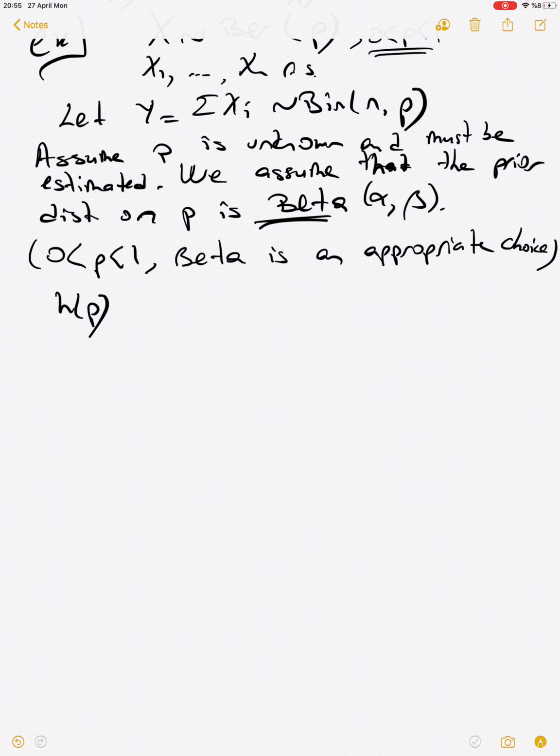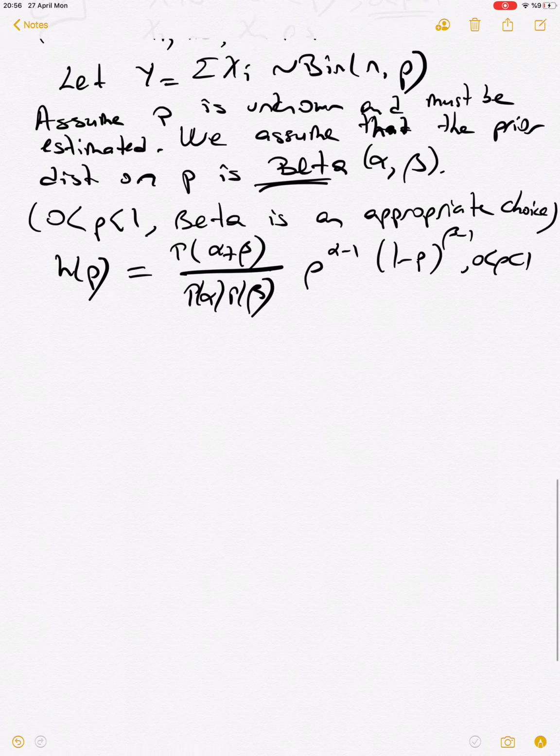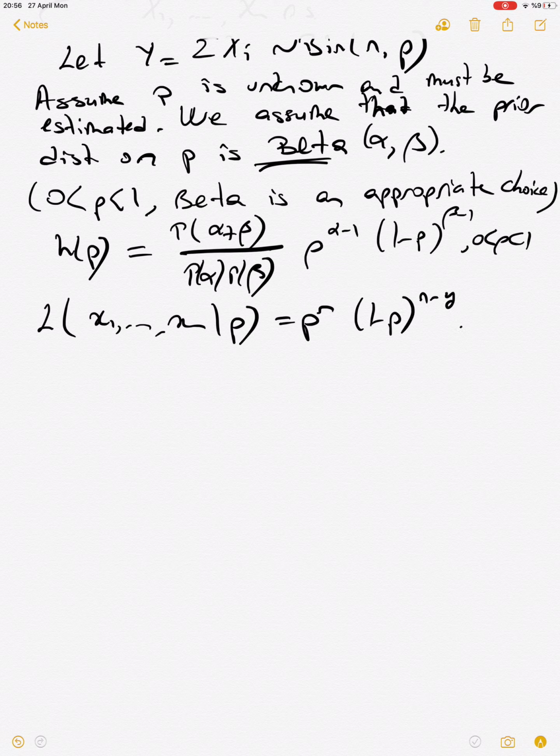Okay, then let's write the PDF of the prior. So we have alpha, beta, p to the alpha minus 1, 1 minus p to the beta minus 1, where alpha and beta are positive. And when we consider the likelihood function of x1 to xn given p, this is p to the y, 1 minus p to the n minus y, with y taking values from 0 to n.